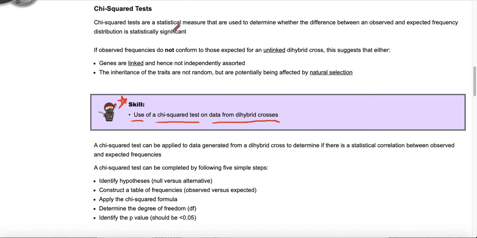We try to measure a statistical significance to see if there's a difference between the observed and the expected frequency. Okay? If observed frequencies do not conform to those expected, then we say that we are dealing with a linked dihybrid cross. Because we know that either genes are linked and hence not independently assorting, and that the inheritance of the traits is not random but is potentially being affected by natural selection. So let's start working on an actual example.